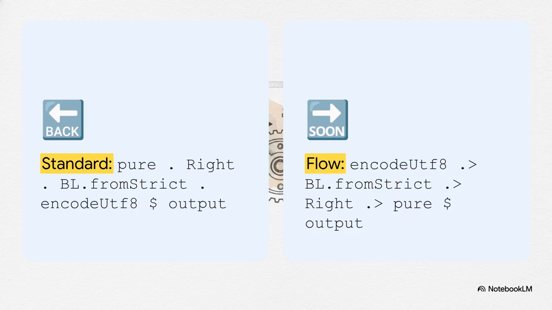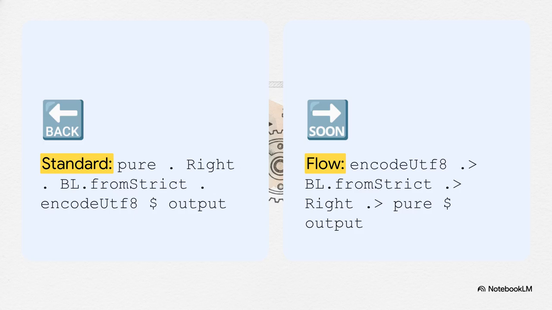Let's trace the journey on the standard snippet. You've got pure dot, right dot, BL dash from strict, dot encode UTF-8 $output. Okay, to actually understand this, your eyes have to jump all the way over to the right to find the output. Then you pass it left to encode UTF-8, then pass that result left again to BL dash from strict, and so on. It's a lot of jumping around.